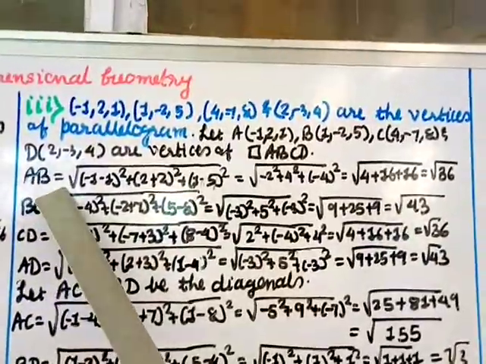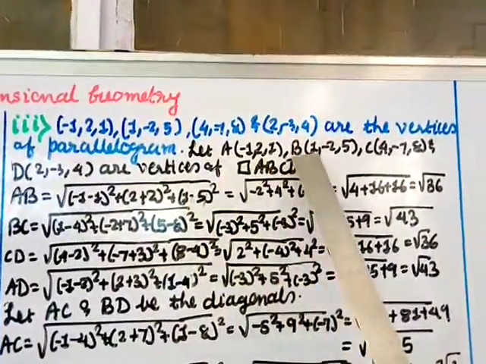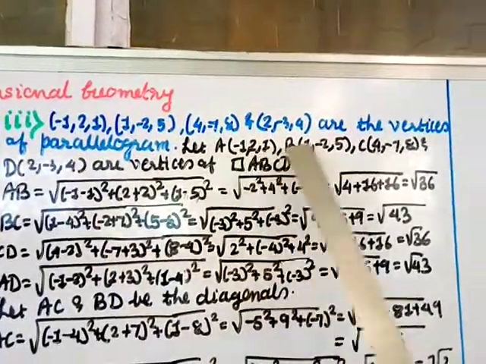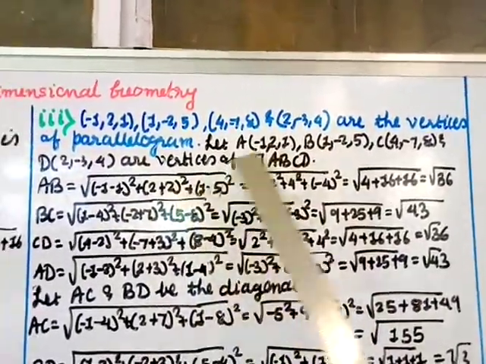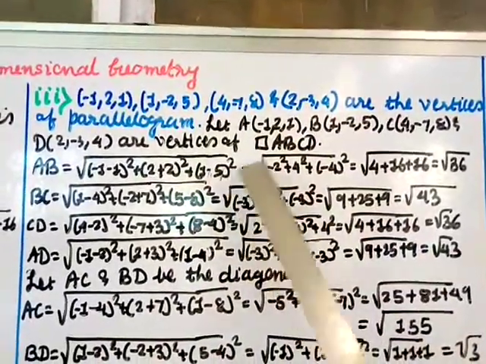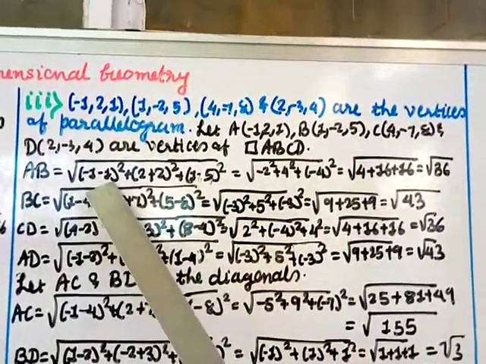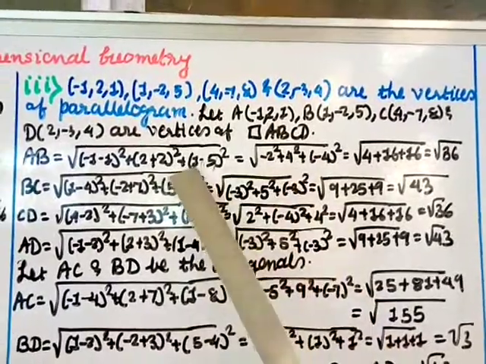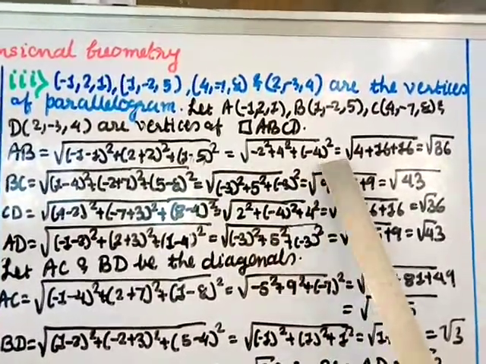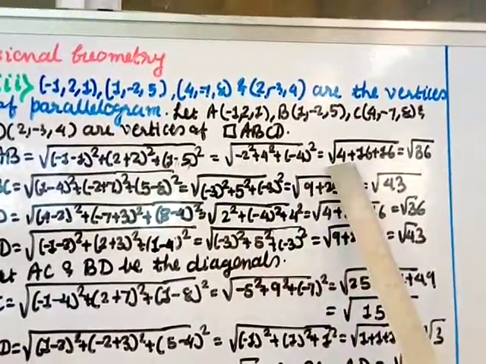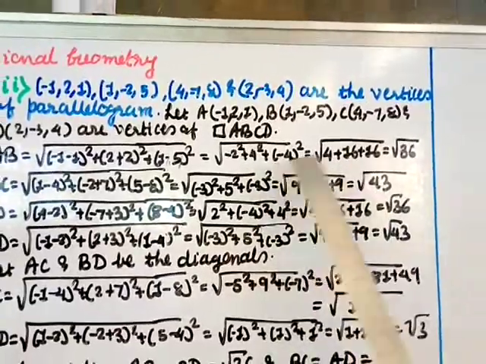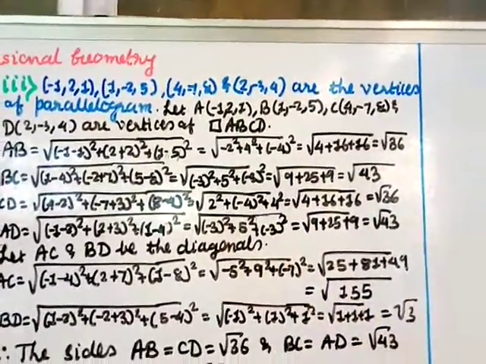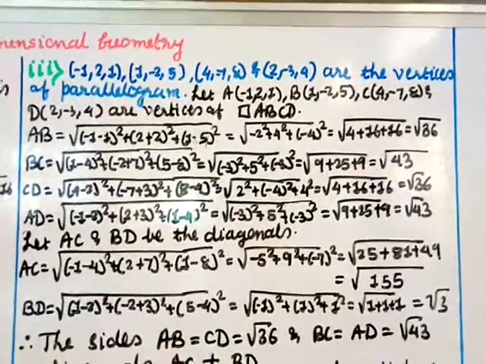So AB equal to, under the square root, (-1 - 1) whole square plus (2 + 2) whole square plus (1 - 5) whole square, equal to, under the square root, -2 square plus 4 square plus -4 square, equal to, under the square root, 4 plus 16 plus 16, equal to root 36. You can write it as 6 or just keep it as it is.